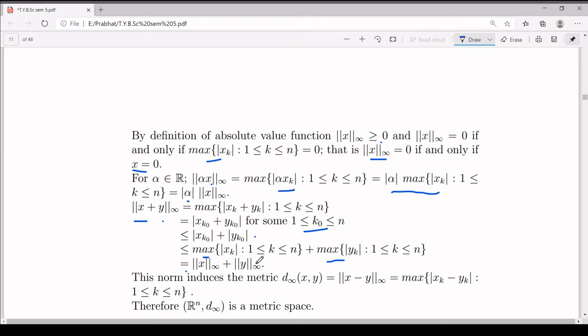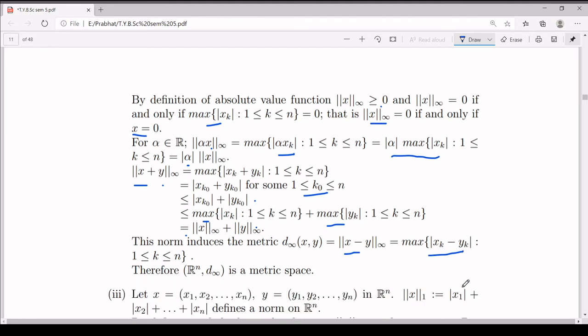And that proves that norm infinity, the function which you have defined, is a norm. Now which metric will it induce? As I had mentioned earlier, norm of x minus y will be the maximum of mod (xk minus yk), and this metric we had earlier used the notation d infinity.